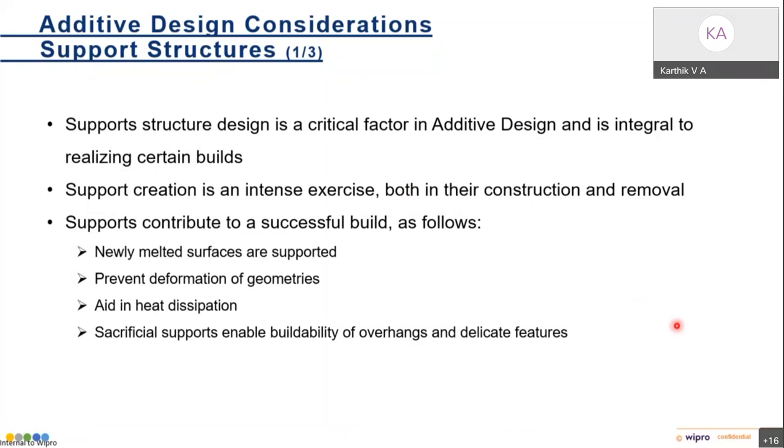Secondly, these newly melted surfaces, which are basically supporting us, help us maintain structural integrity. They prevent deformations of thin wall structures and other intricate features of the component. They aid in heat dissipation. And of course, the sacrificial support structures enable building of overhangs and delicate features, and these can at a later date be removed while keeping the overhang intact.